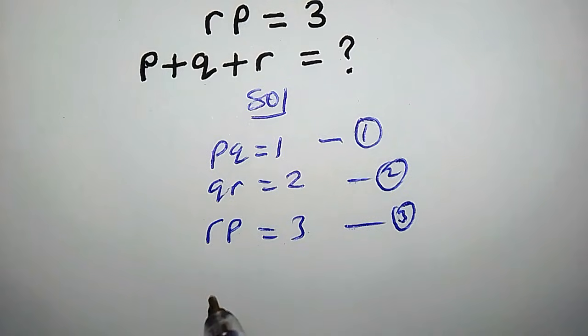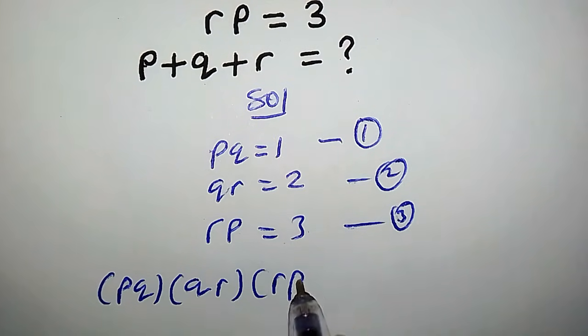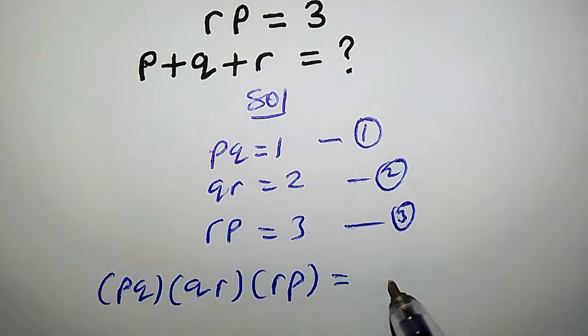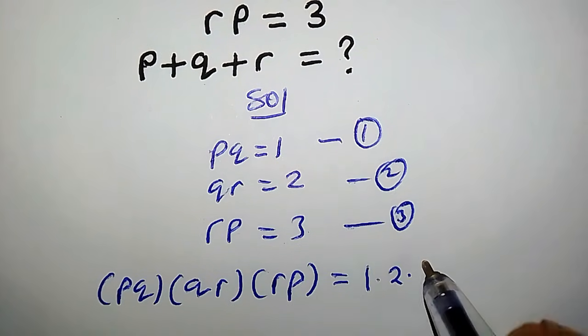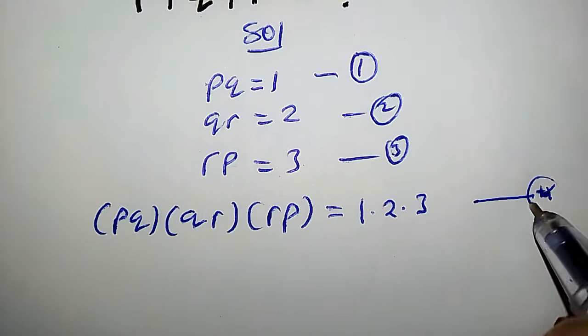The first thing we are going to do is to multiply the left hand side together. So we have PQ times QR times RP equal to, we multiply the right hand side also together, 1 times 2 times 3. Take note of this, it is very important.